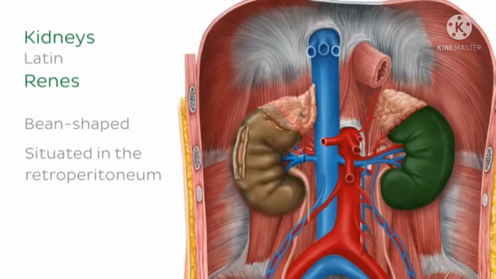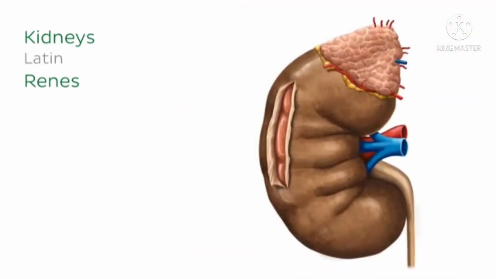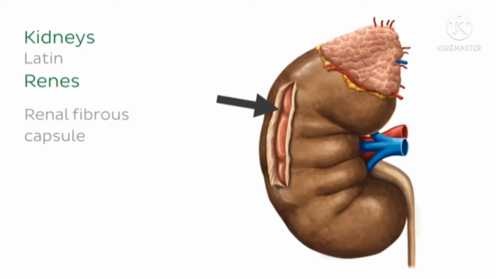Each kidney is invested in a thin connective tissue capsule known, as you would expect, as the renal fibrous capsule, which we see here. This protects the kidneys from damage or injury.